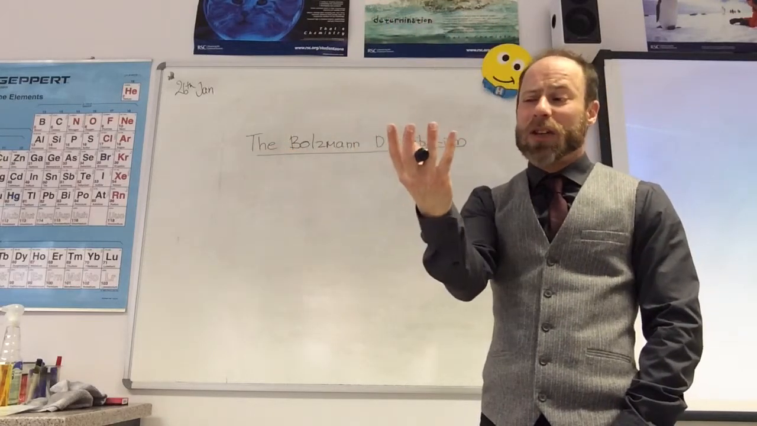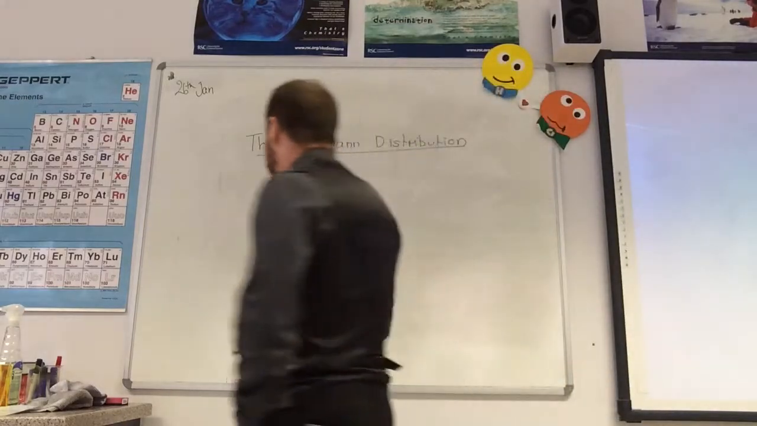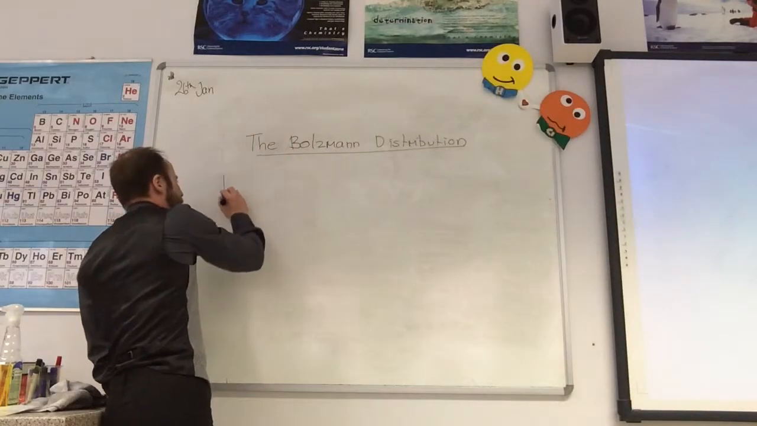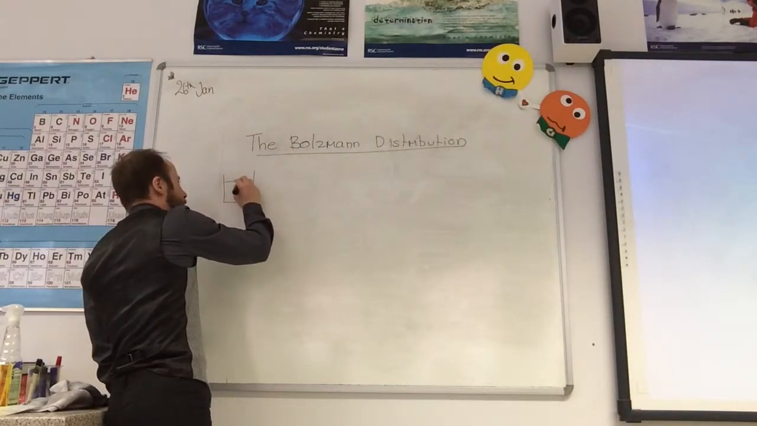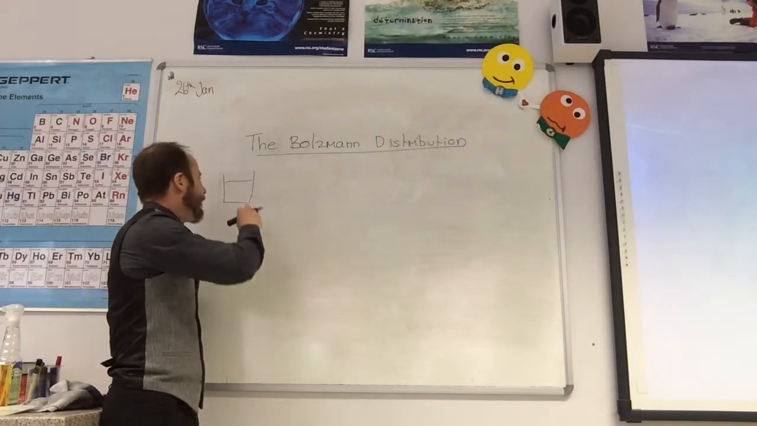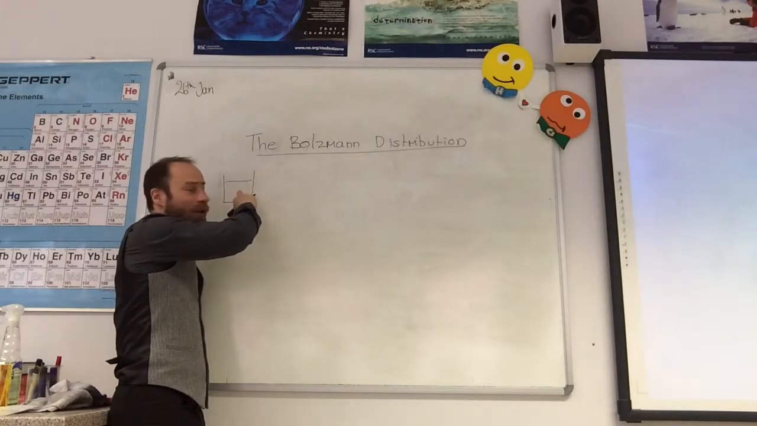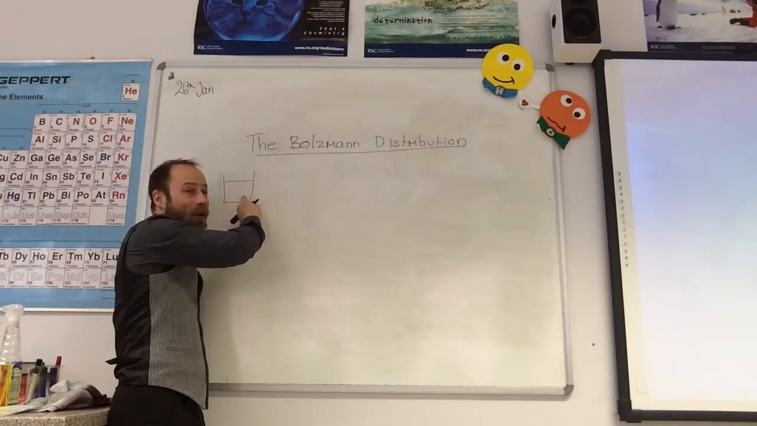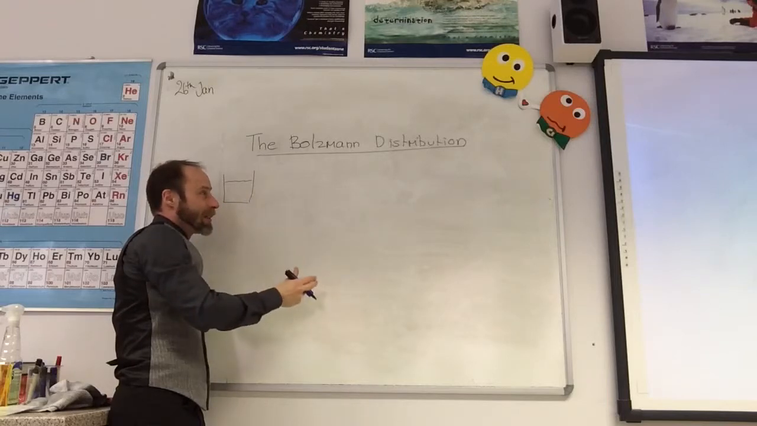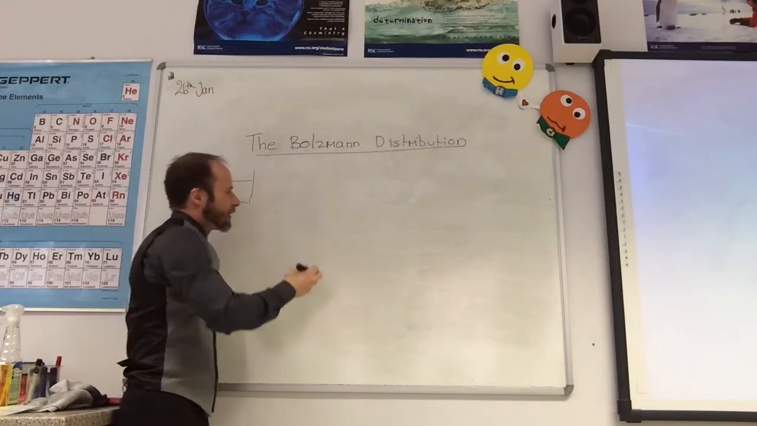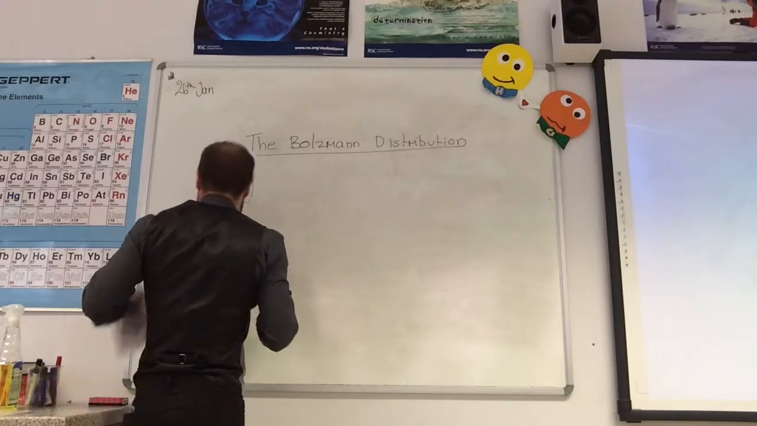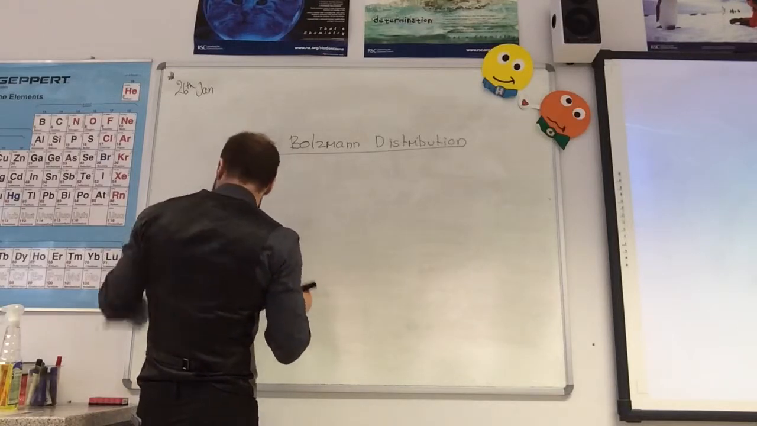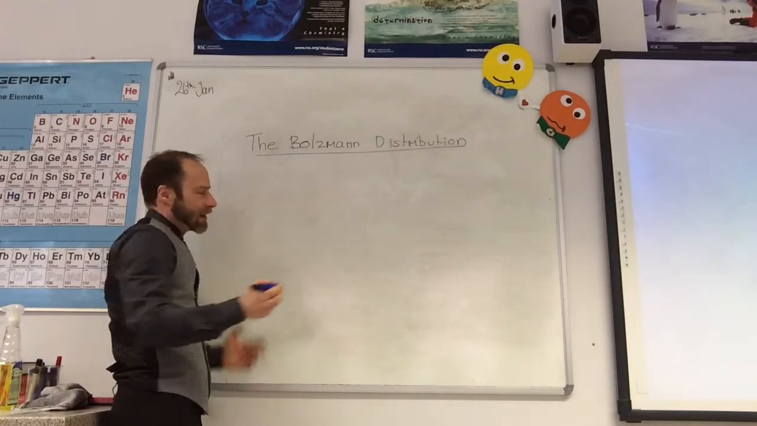So, if you think you've got a sample, I've got a reaction going on, I've got a little pot. In my pot, I can do a plot of how the energy is distributed amongst the molecules. So, shall we give it a go? The way to start, put your axes on.